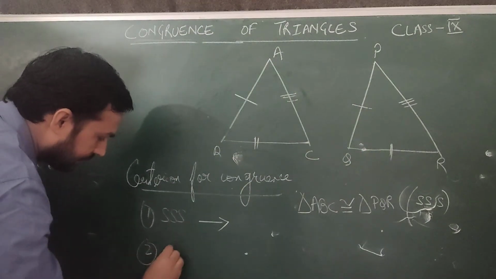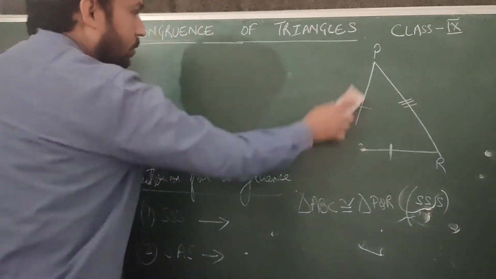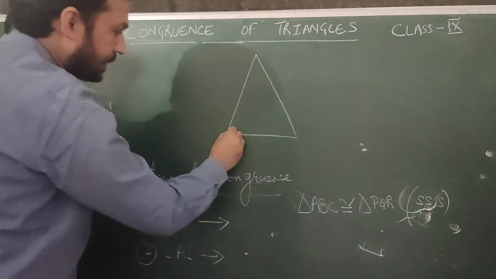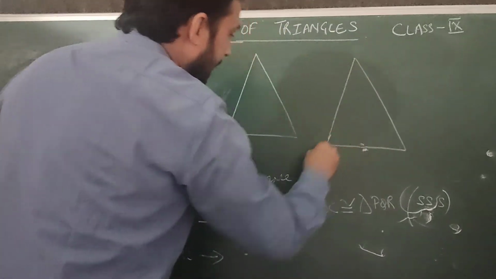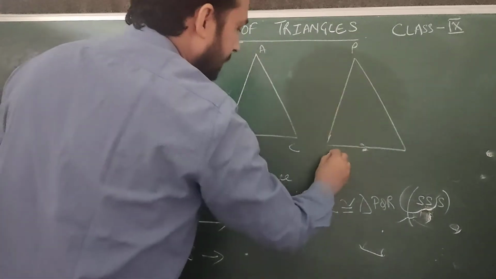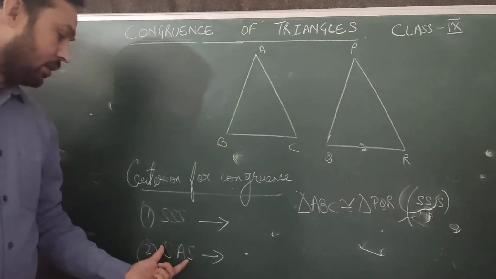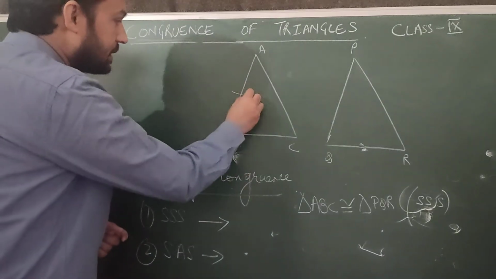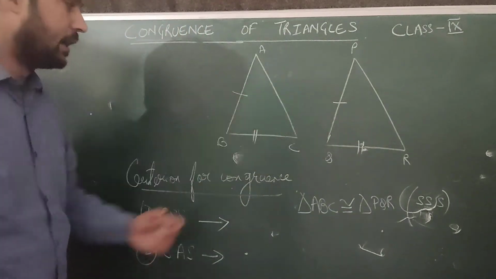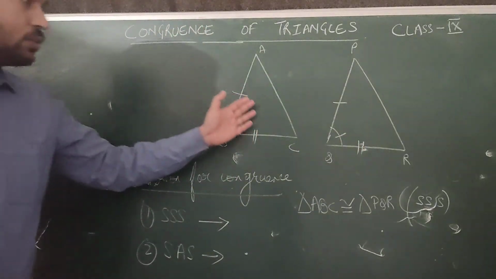Second condition, SAS. It means that two triangles are congruent. We can say two triangles are of same size if, again, take two triangles. Suppose we have two different triangles. And in these two different triangles, what we noticed is that two sides, that means let's say this side is equal to this and this side is equal to this. That is what we notice in these two triangles, and one included angle is equal. That means two triangles are congruent.